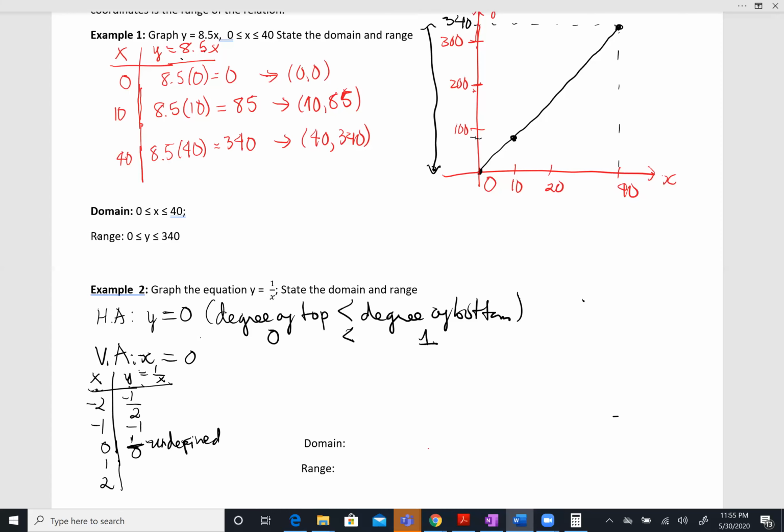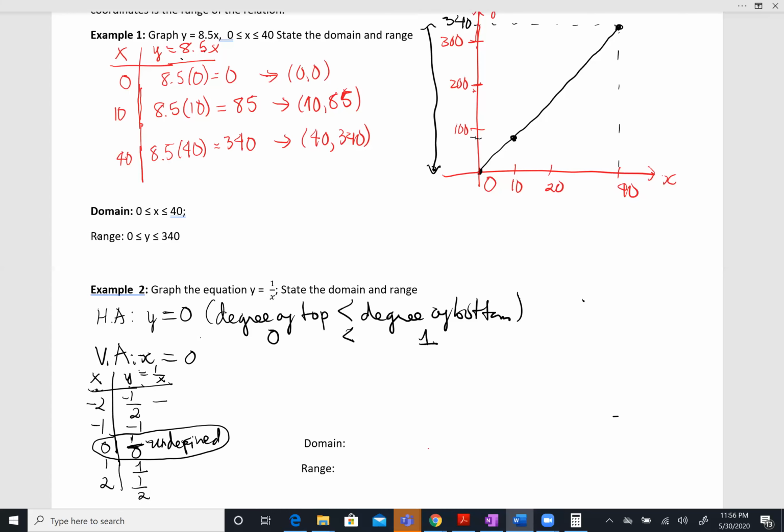So in this case, the y is undefined, or I have an invalid x. So I don't want to have x in this case. And remember that for a rational equation, you will always have the bottom not equal to 0. In the case of x equal to 1, I have 1, and 2 is going to be 1/2.